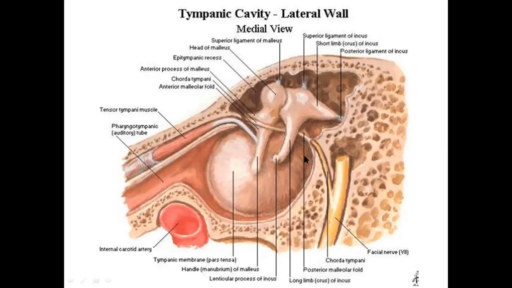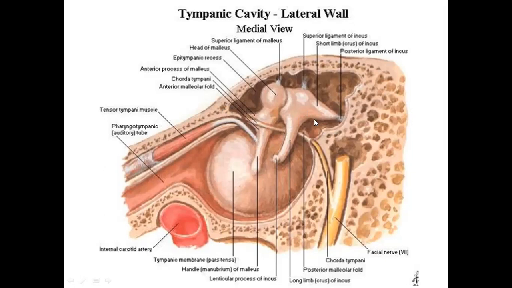Okay, and this is the lateral wall which is formed by the tympanic membrane, and this is the handle of the malleus. This is the long process of the incus where the stapes is attached. This is the tendon which is attached over the handle of the malleus, tensor tympani. So this is the anterior process of the handle of the malleus which is attached with the ligament to the anterior wall of the tympanic cavity.